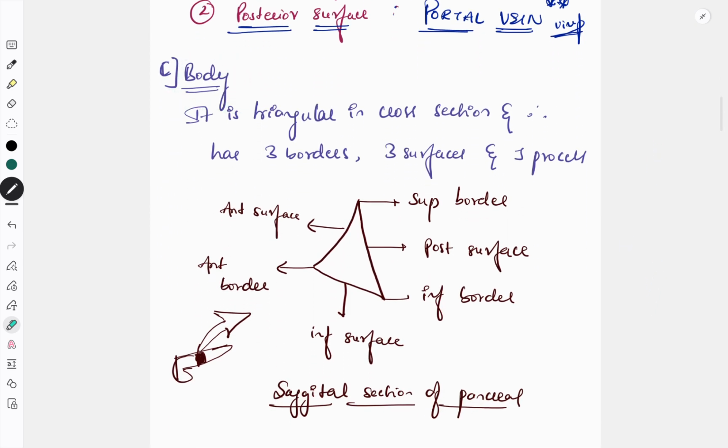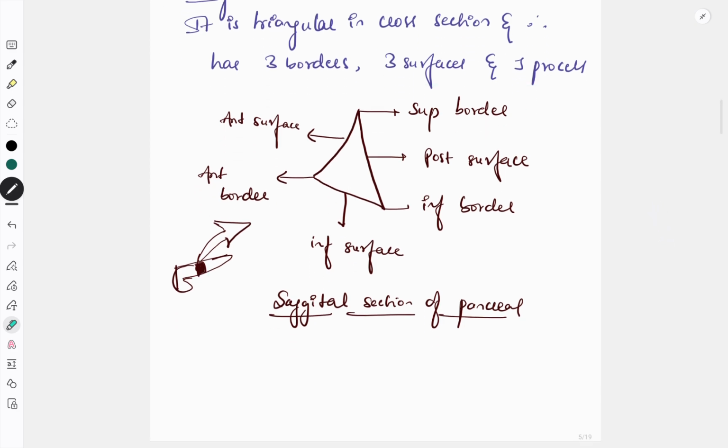So, moving on to the body of the pancreas. The body of the pancreas is triangular in cross section, and it has three borders as well as three surfaces and one process. See, this is the pancreas. If we take a transverse section of it, you will be able to see something like this. So when you cut it, it has an anterior elevation.